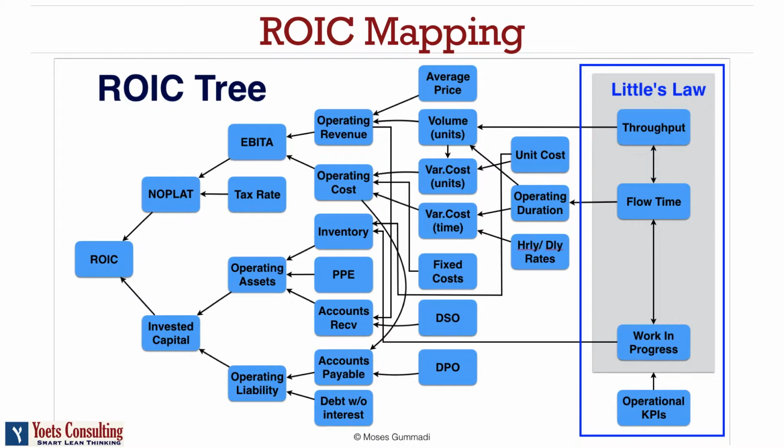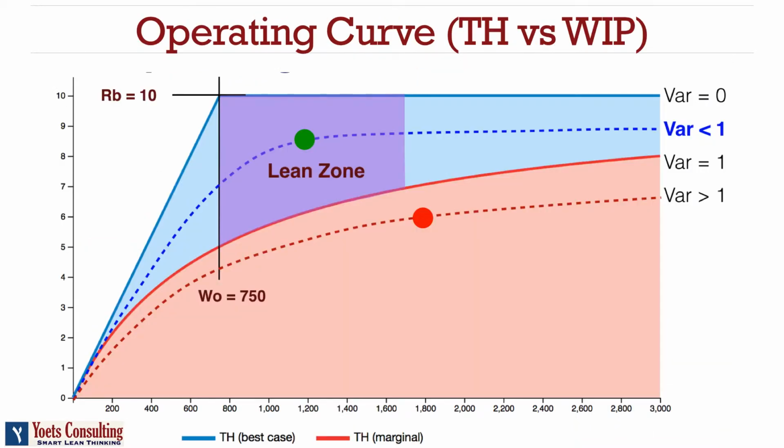We calculate the return on invested capital based on the financial figures, and they are linked to the operating parameters, where even Little's Law, throughput, flow time, work in progress and other operational KPIs are linked together to the tree. Okay, and we use this operational information, and simulate, of course, to create what is known as operating curves for the operations.